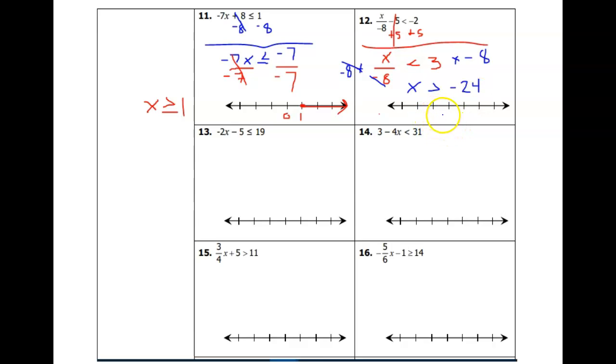And so I'm going to go on my number line. I'm just going to put 24 right here. I know it's going to be an open circle, and I'm shading to the right. Shading to the right.